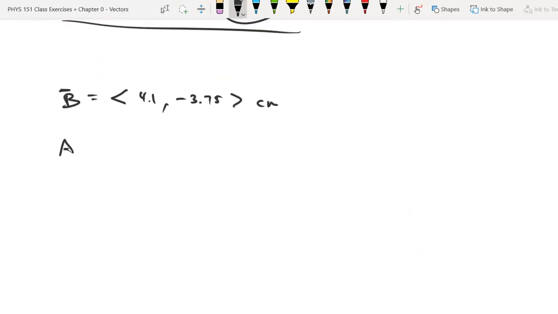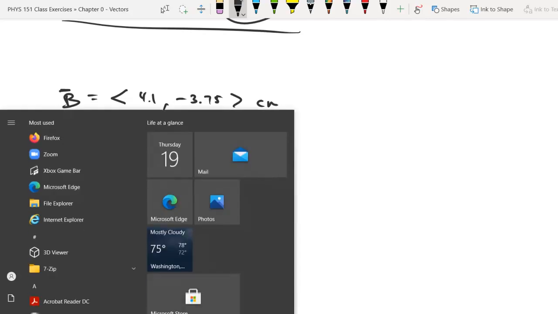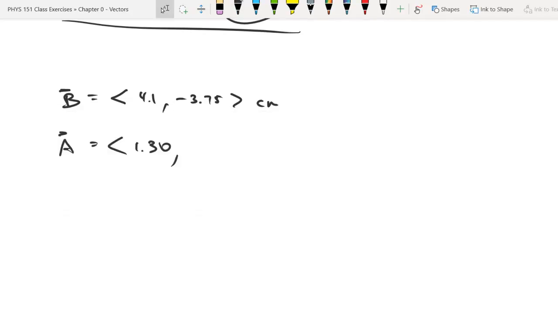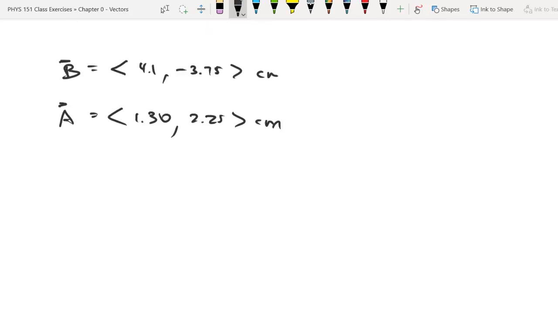And then a was 1.30 and 2.25 centimeters. So then when we do b minus a, I'll simply subtract a from b, right? So we have 4.1 minus the 1.3. I'll call this vector D, which is b minus a, just for a difference vector. You can call it anything you want, really.